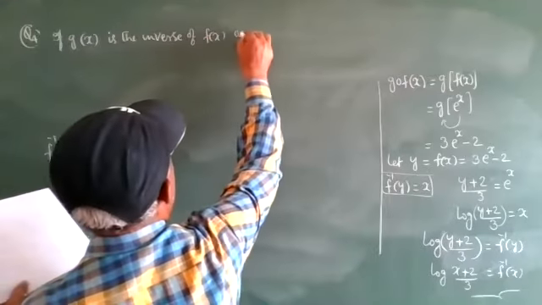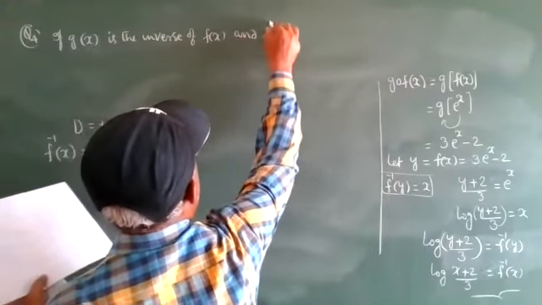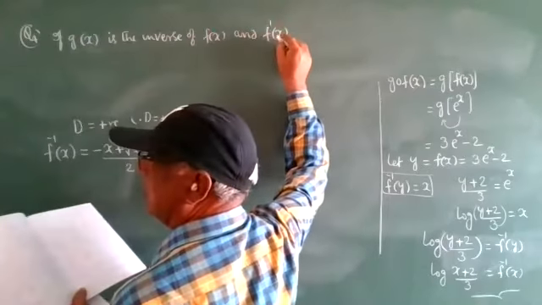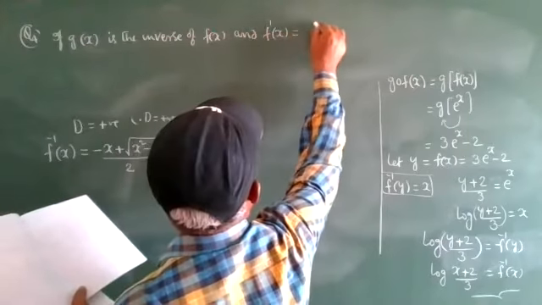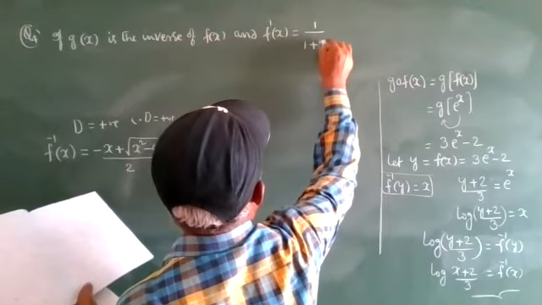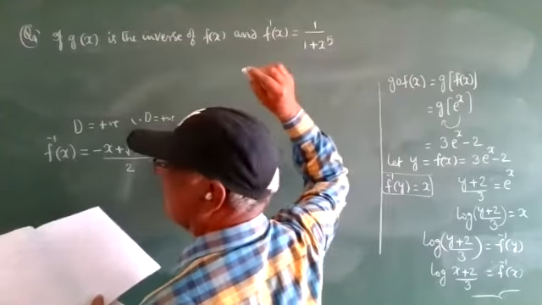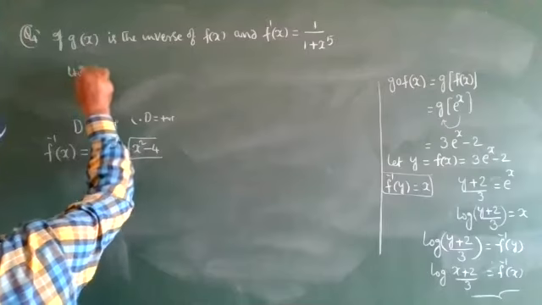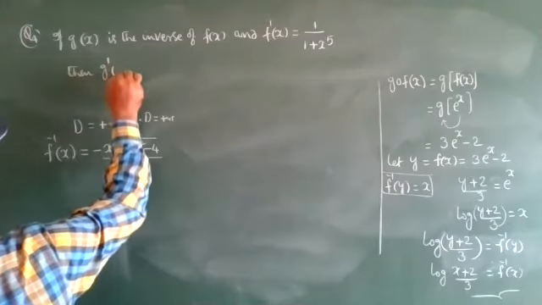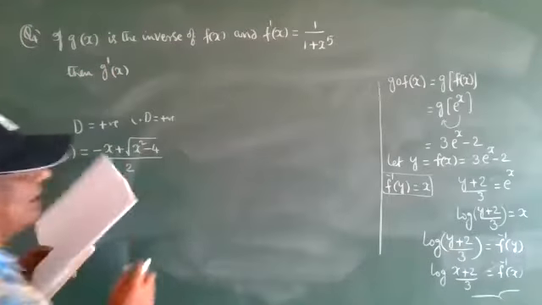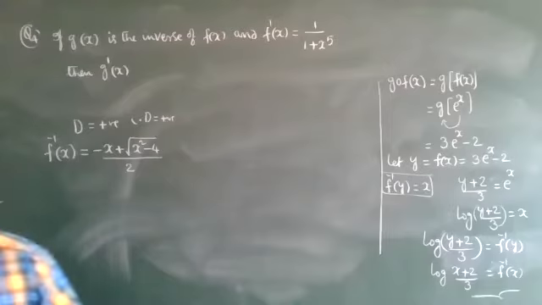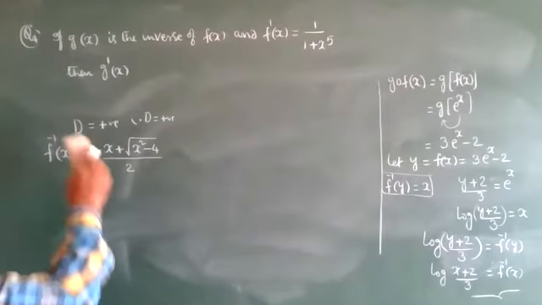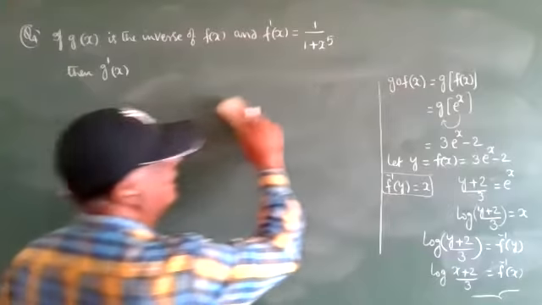and f dash x is equal to 1 by 1 plus x power of 5. F dash x means the derivative. Then g dash x, the derivative of g, is what they are asking. What they are going to give, I will write here.